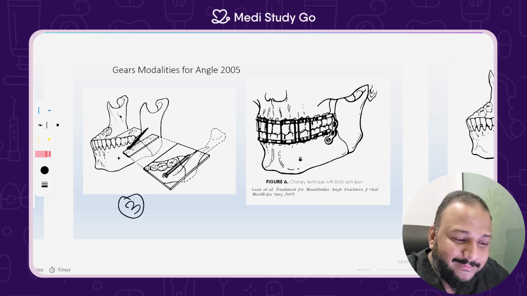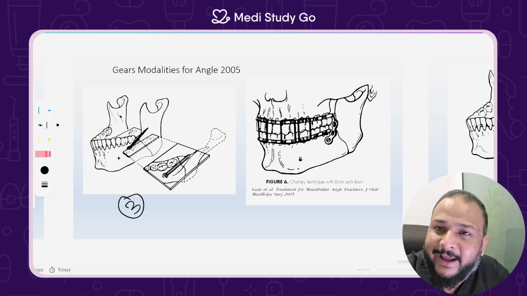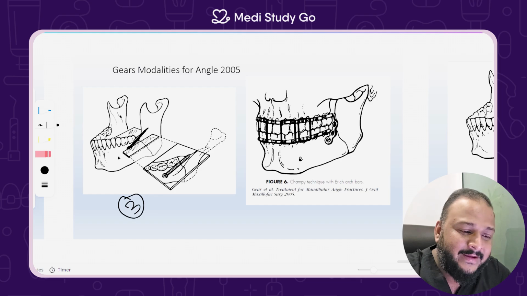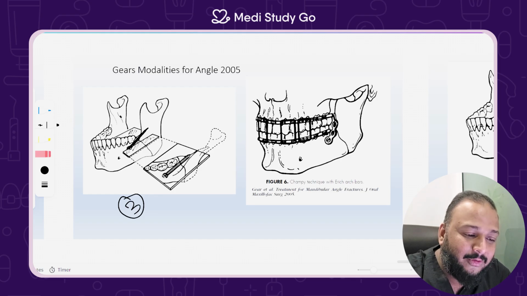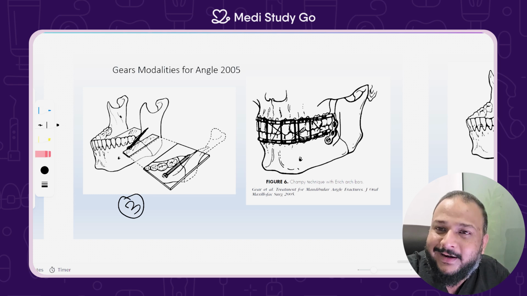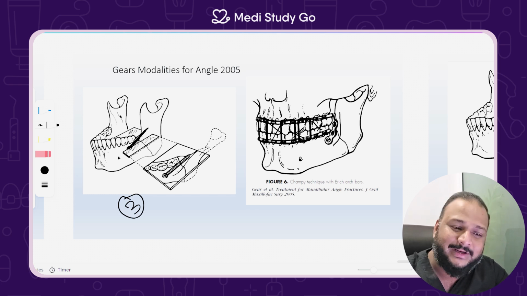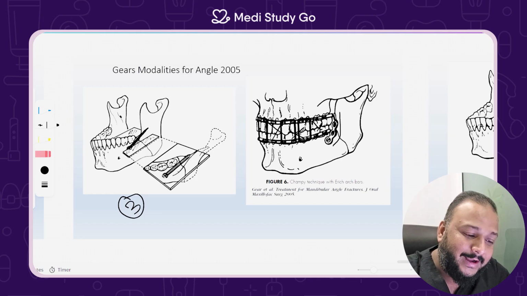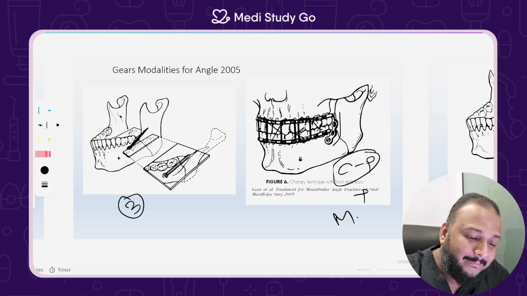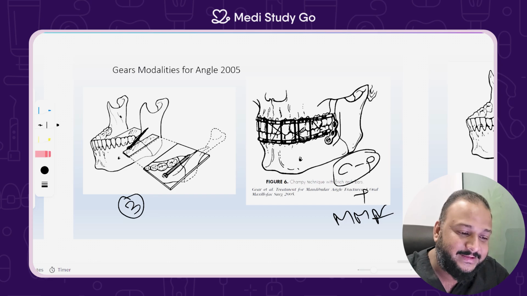What is modality number 4? MMF, maxillomandibular fixation. We don't call it IMF, we call it MMF. MMF has been given over here between the maxillary and the mandibular teeth, along with one single Champy's plate along the external oblique ridge traversing to the internal oblique ridge. So again, this is Champy's plating plus maxillomandibular fixation.